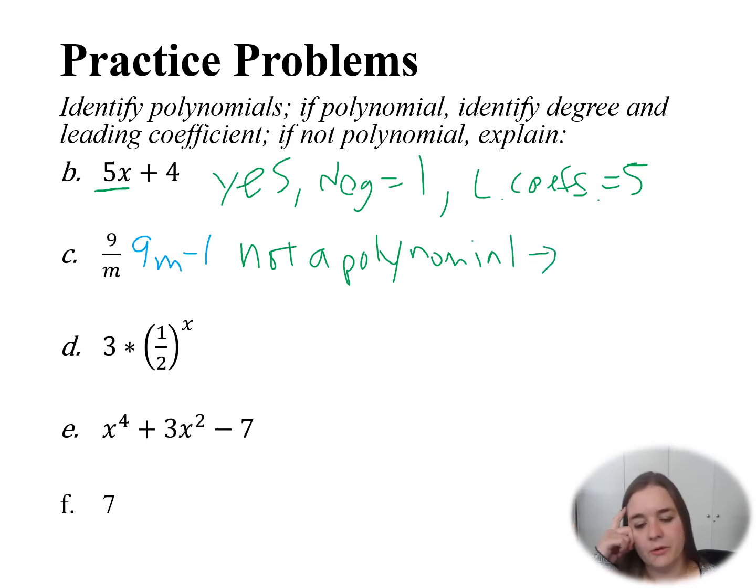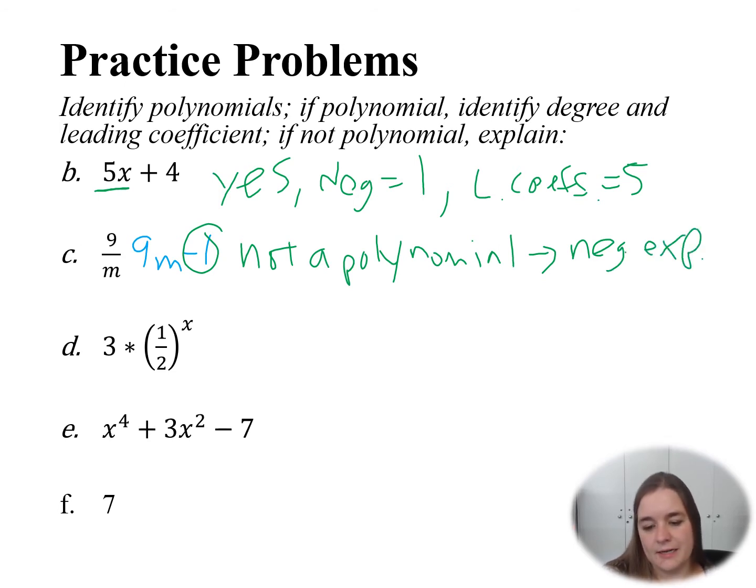Well, why is it not a polynomial? If I look at this exponent here, I know that I need to have positive integer values for my exponent, and this one has a negative exponent. So this one is not a polynomial because of that negative exponent. The next one, I see 3 times 1/2 to the power of x. This is that idea of exponential decay that we explored in chapter 7. And this one, again, is not a polynomial.